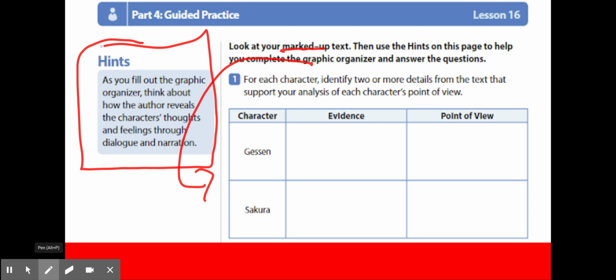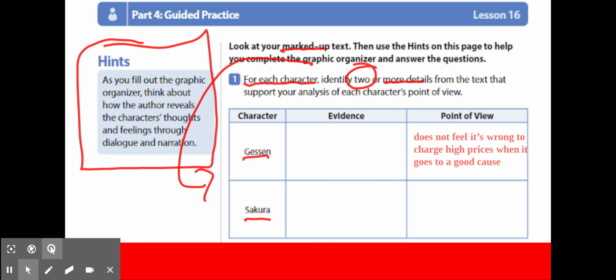So in the chart, it's going to ask me for each character, and that's Gisen and Sakura. We're going to identify 2 or more details from the text that support your analysis of each character's point of view. Well, the first thing you've got to do, guys, is come up with a point of view. So we've got Gisen's point of view. Remember, he might be making a whole lot of money off of his portraits and his paintings, but it's because he's trying to help his village. So he does not feel it wrong to charge high prices when it goes to a good cause.